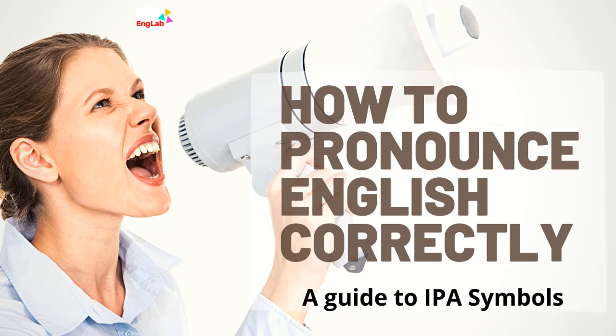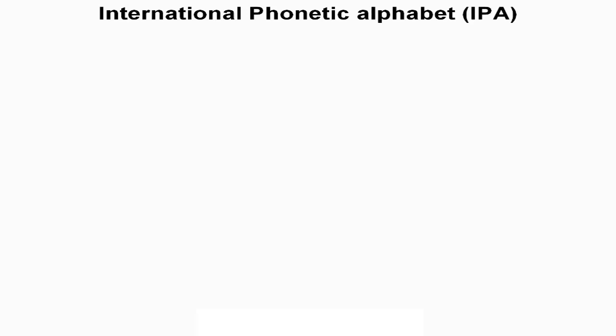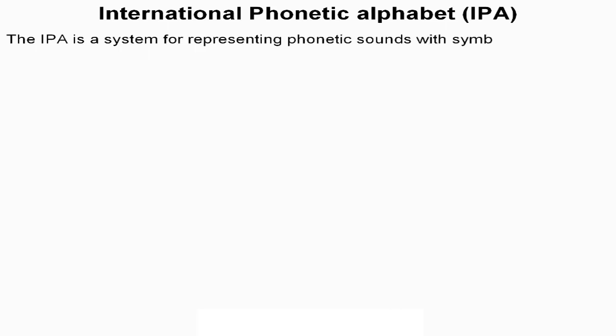Today we're doing a lesson about the International Phonetic Alphabet for English pronunciation. So let's start. What is the International Phonetic Alphabet? Well, the IPA is a system for representing phonetic sounds with symbols. It helps us to pronounce a word correctly.